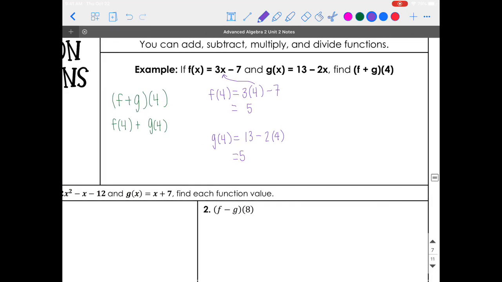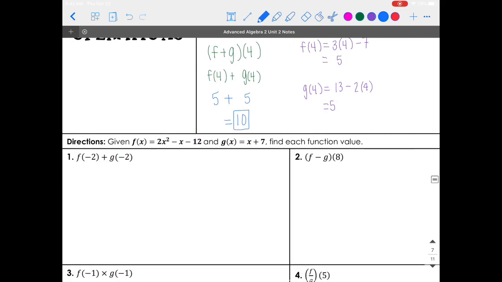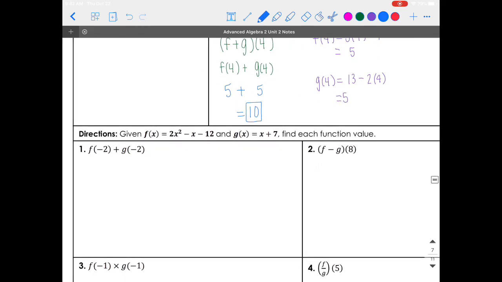It will not always be the same number. That was just a coincidence. And so f of 4 plus g of 4, well, that's 5 plus 5, which is 10. Pretty simple, hopefully, for you. All right. So I've kind of mixed up the way that these questions are written, just to show you that you'll see it both ways.